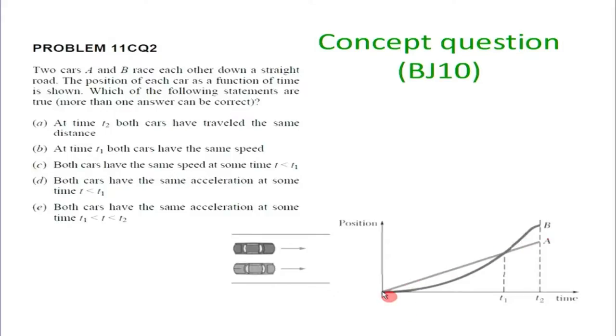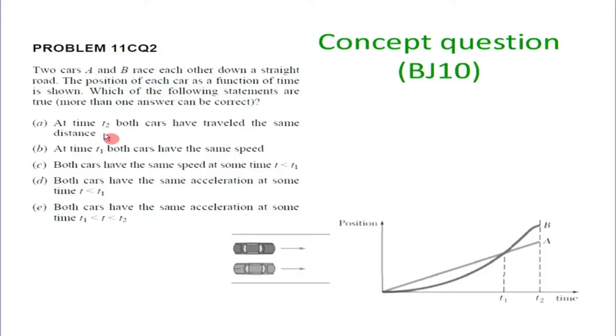This, how does the position change? Velocity is 0 here because the slope is 0, the velocity increases. Then the velocity slowly starts decreasing. So how does the curve look? The slope is 0, the slope increases, then the slope remains constant a little bit, then the slope starts decreasing. And what we are asked here is, which statements are true?